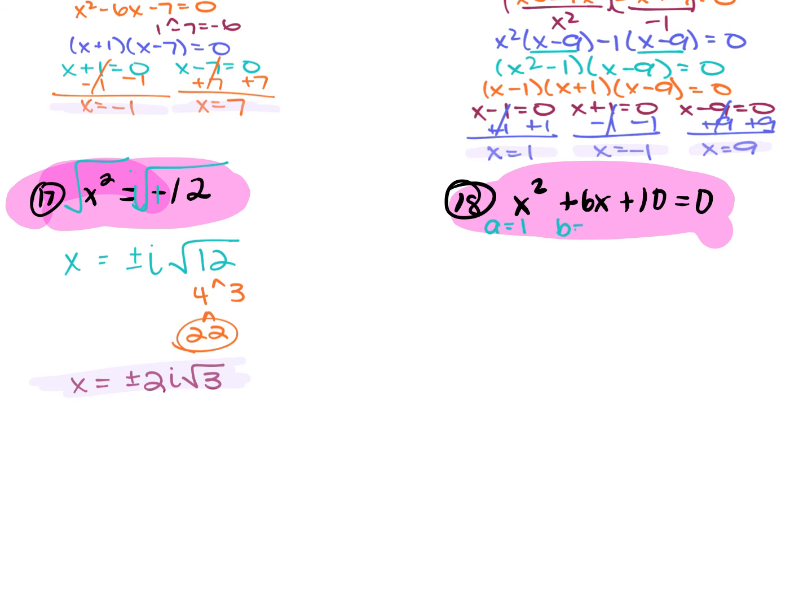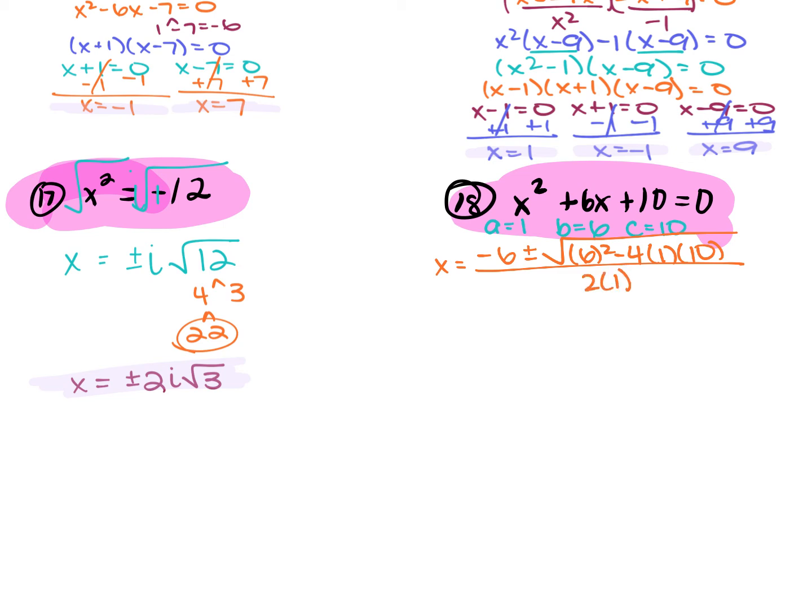1. B is 6, and c is 10. Remember, your quadratic formula is x is equal to negative b plus or minus the square root of b squared minus 4 times a times c all over 2 times a. So this is going to give us x is equal to the opposite of b, so that's the opposite of 6, plus or minus the square root of b squared, that's 6 squared, minus 4 times a times c, so minus 4 times 1 times 10, all over 2 times a, so 2 times 1.